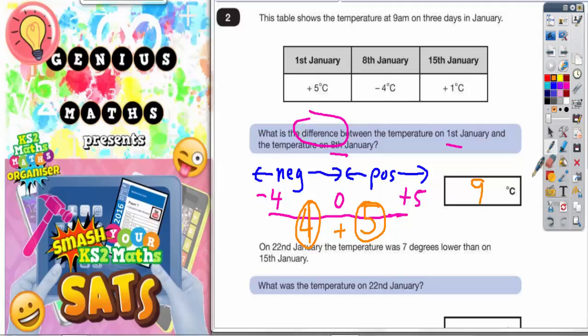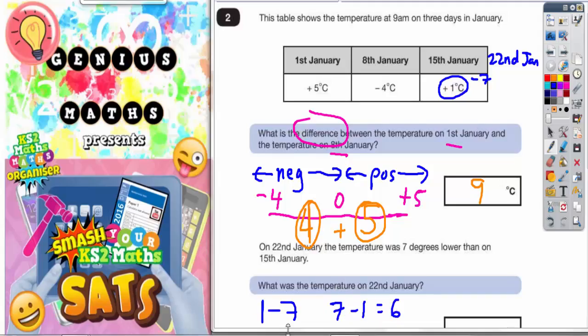The second part of the question says on the 22nd of January the temperature was 7 degrees lower than on the 15th of January. So it's almost like we need an extra column on the end for the 22nd of January. And it was 7 degrees lower than this 1 here. So we need to basically take another 7 off 1. So if you think about what 1 take away 7 is, well, if you did it the other way round, 7 take away 1 would equal 6.